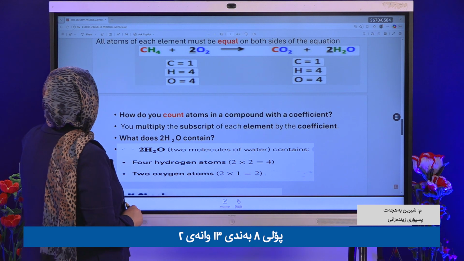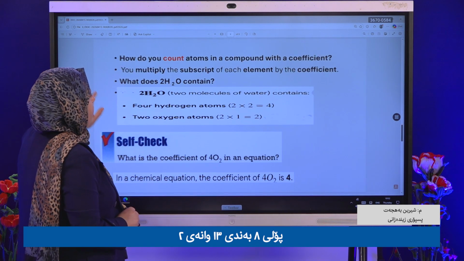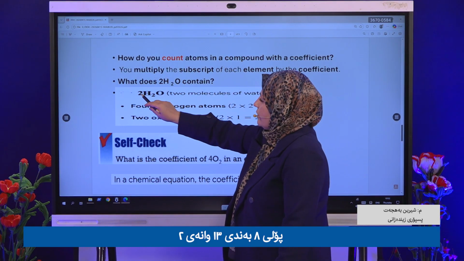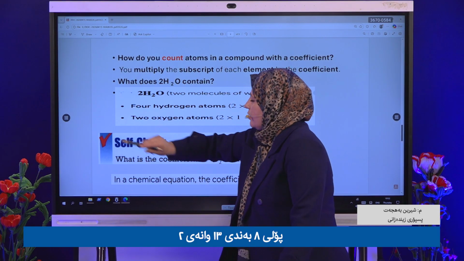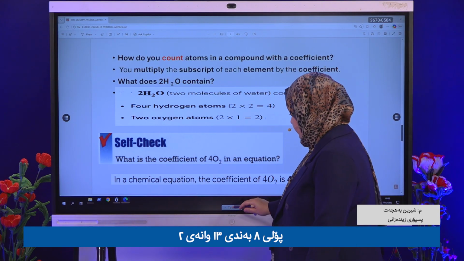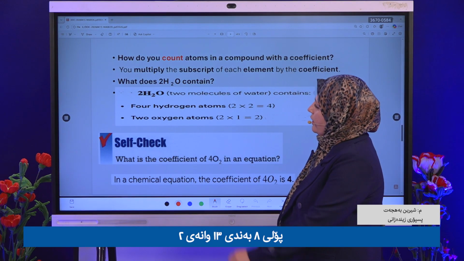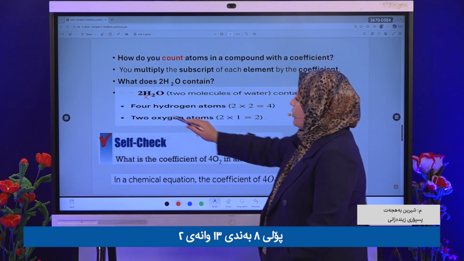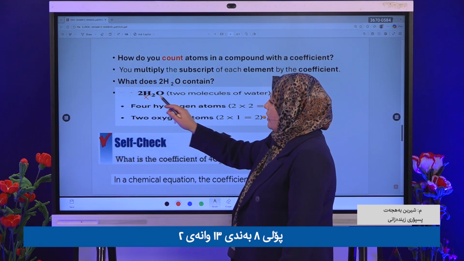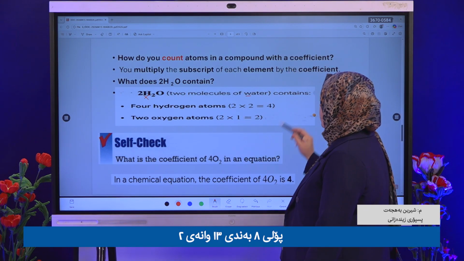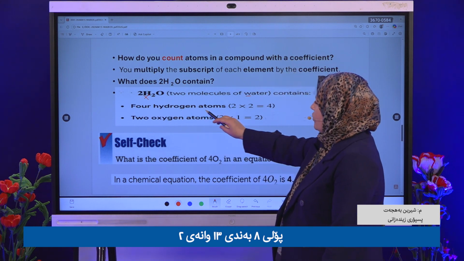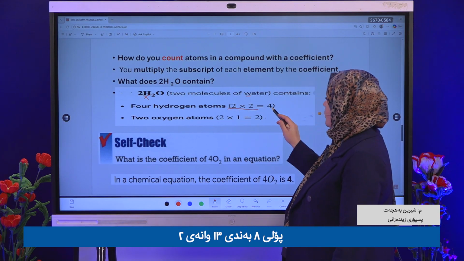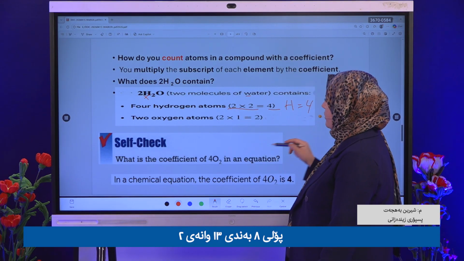Okay. Let's go. How do we count atoms in a compound with a coefficient? We multiply the coefficient with the subscript. For example, 2H2O means 2 molecules of water contain 4 hydrogen atoms. How do you know? We multiply 2 times 2, it will be 4. That means hydrogen is 4, okay?